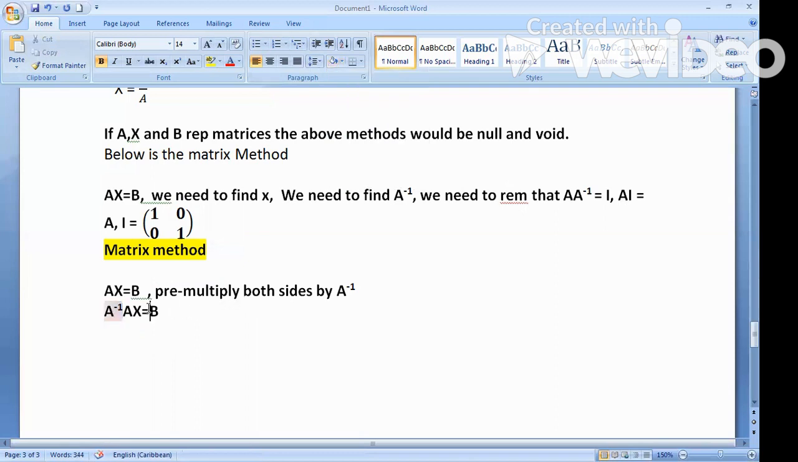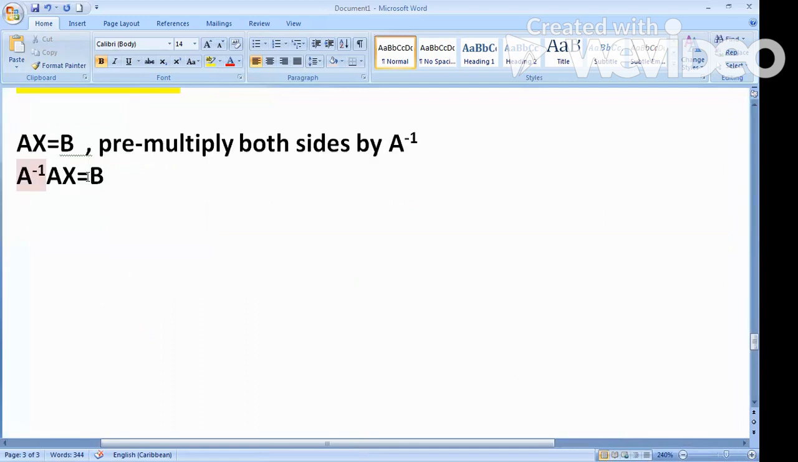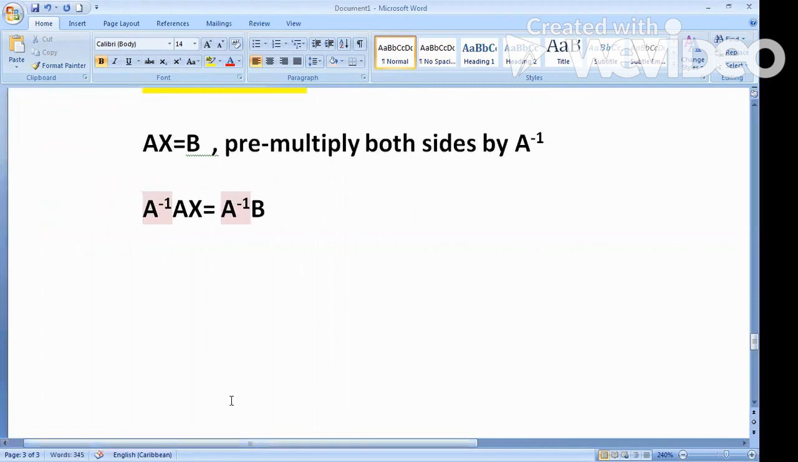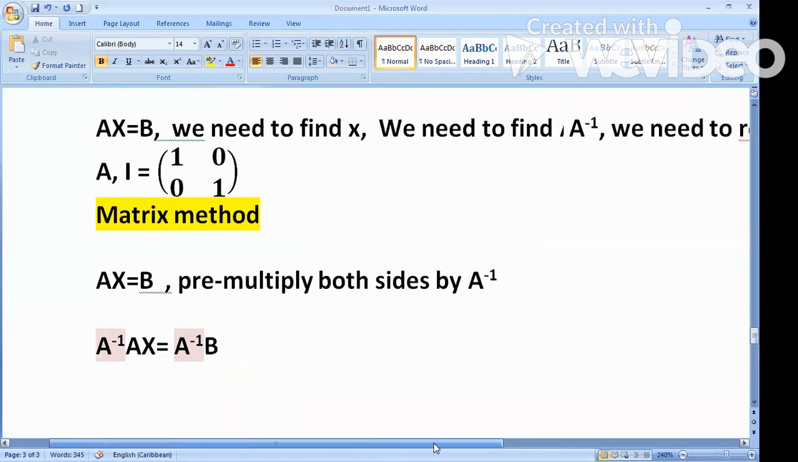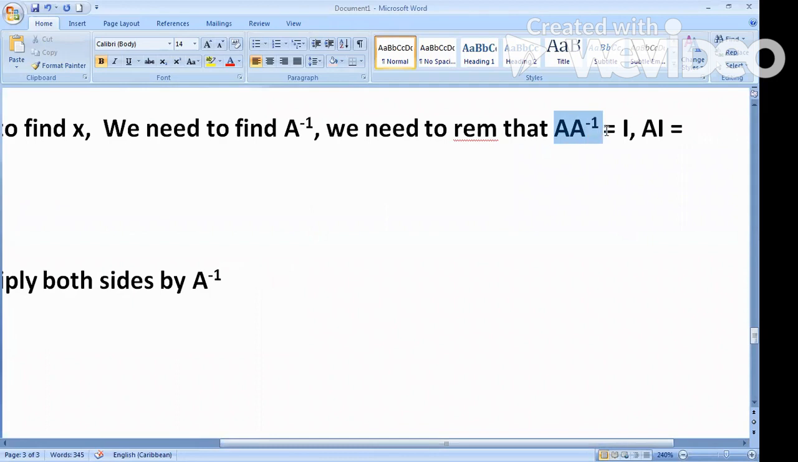A inverse. Let me put A inverse here again. Why is that? I pre-multiply both sides by what? A inverse. Now, what did I say up here? We need to remember that A times A inverse gives us what? I. Yes.